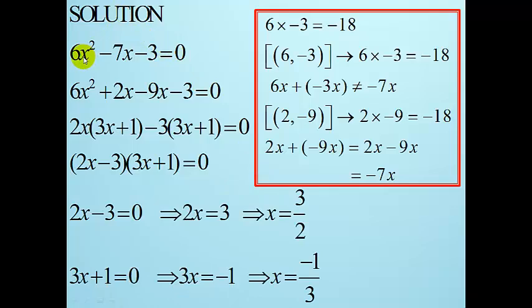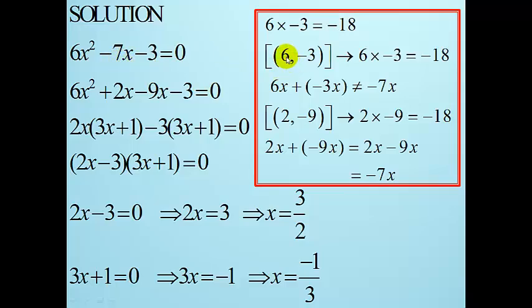Solution. Given 6x squared minus 7x minus 3 is equal to 0. Coefficient of the square term is 6. Coefficient of x is minus 7 and the constant is minus 3. So the first thing we do is to multiply the coefficient of the square term by the constant. So 6 times minus 3 is equal to minus 18. Now we search for two numbers, when we multiply, we get minus 18, and when we add, we get the coefficient of x, that is minus 7.